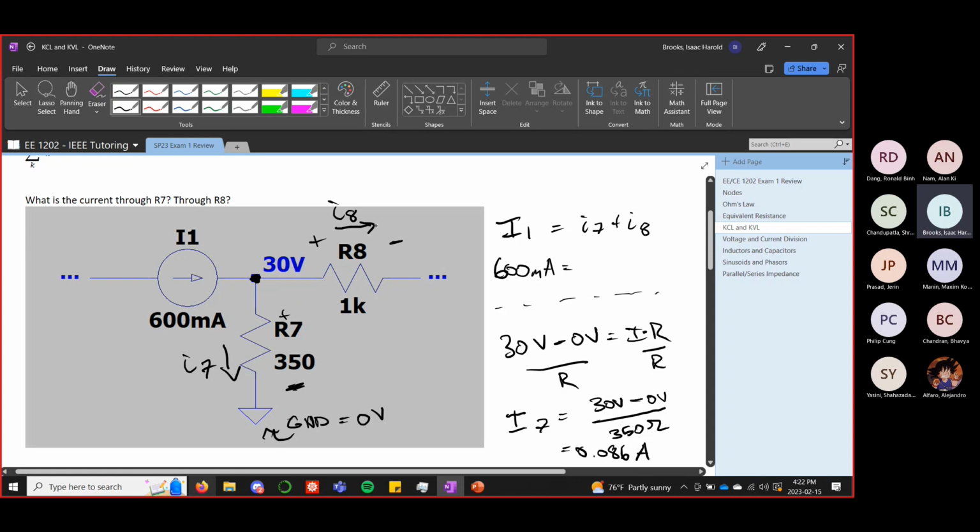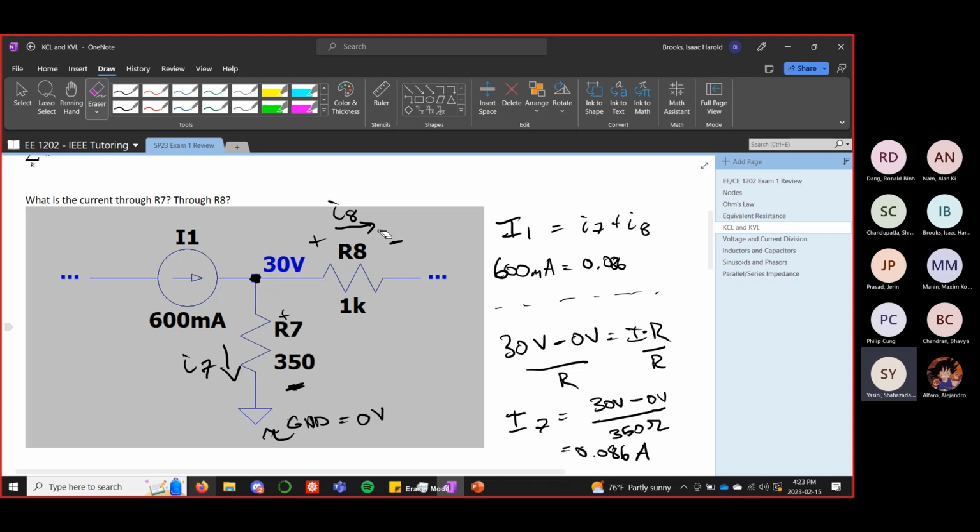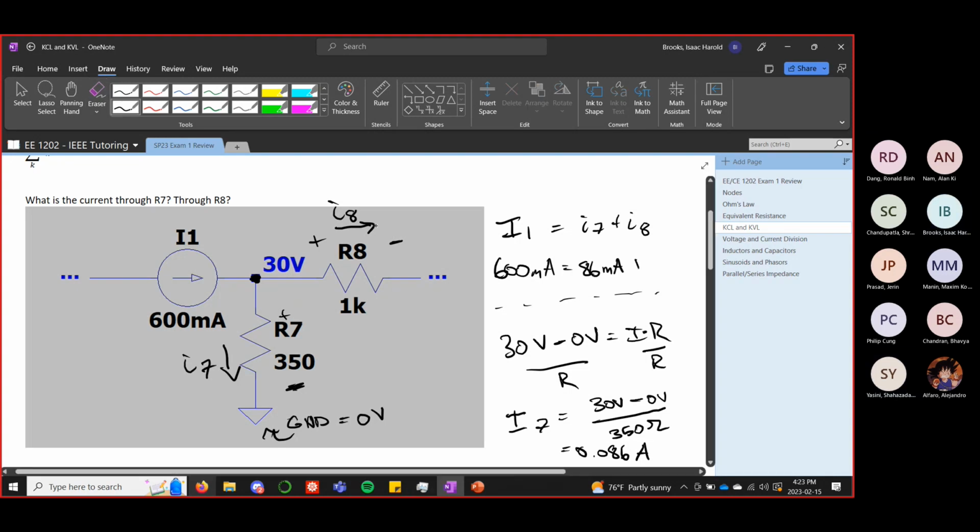So 600 milliamps equals 0.086, I guess we can call it 86 milliamps, plus I8. How do we find I8?